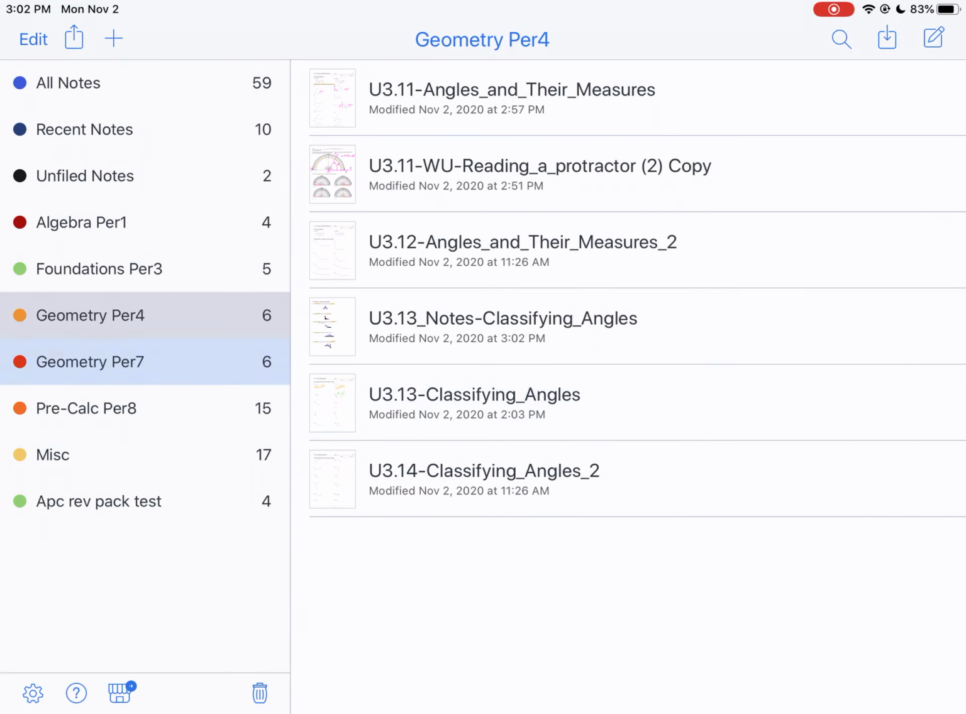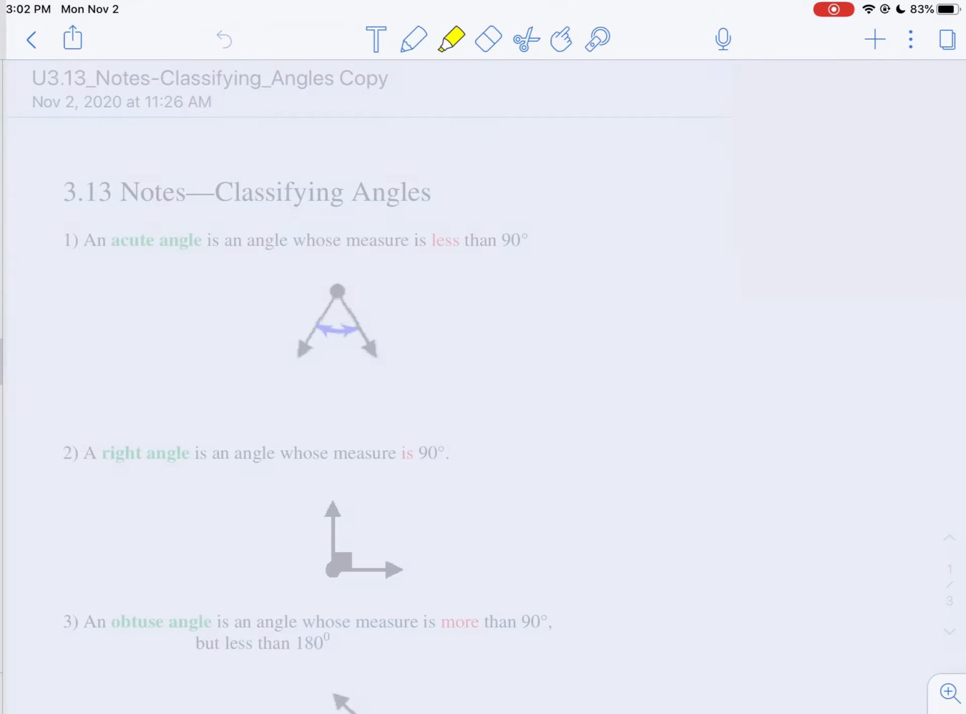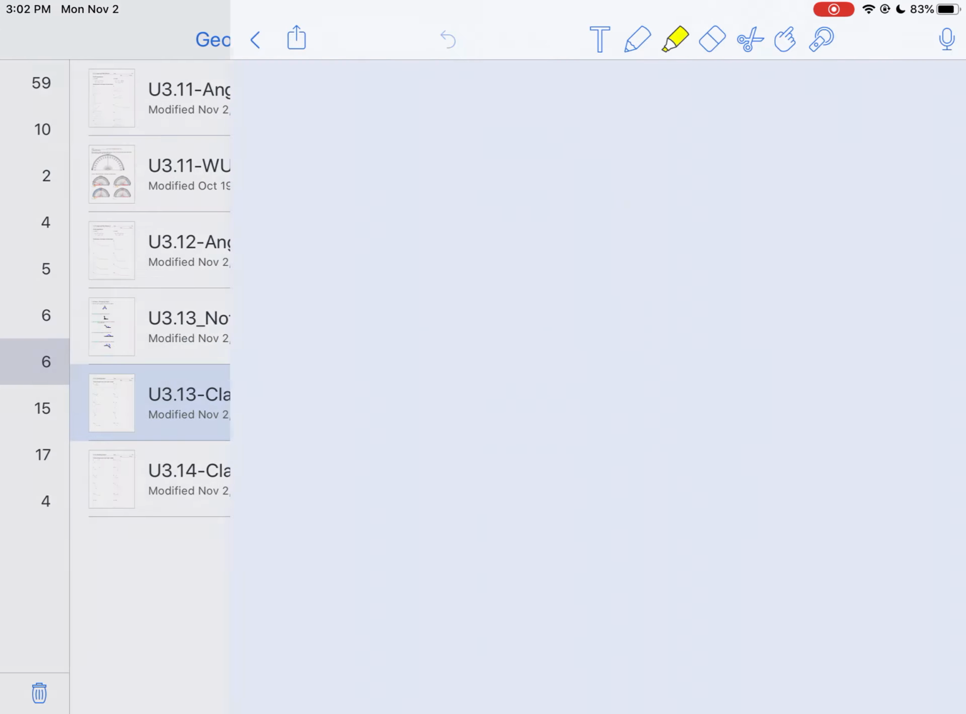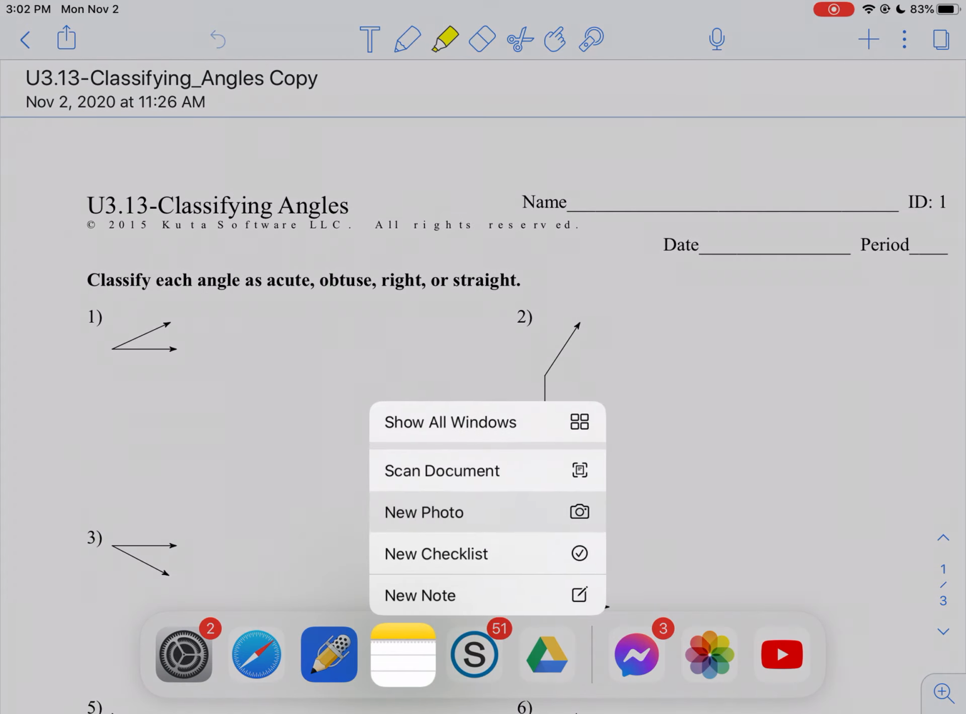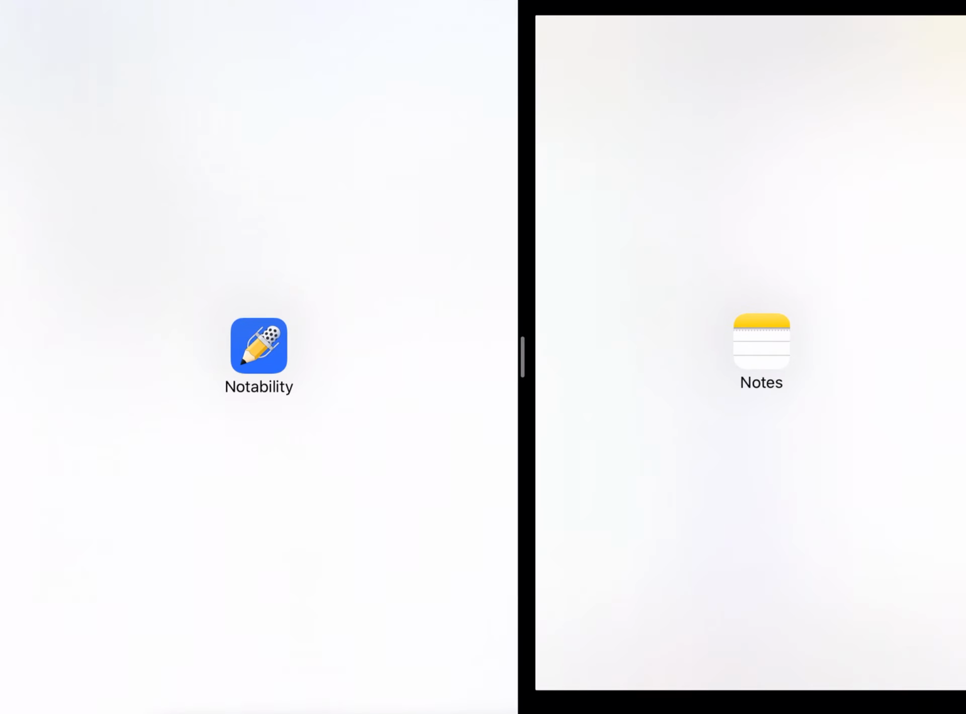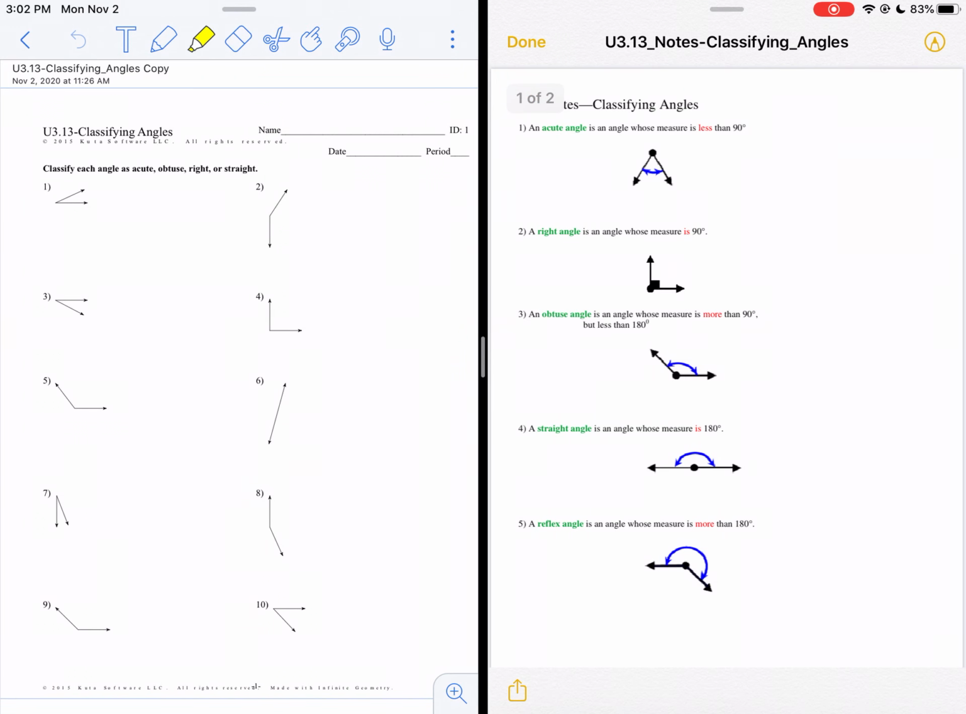Okay, so what I like to do is I would go to the Schoology, and I would download this onto Notability. And if this is new to me, I would download the notes and put it in Notes instead of Notability. When I put it in Notes, I'm able to do a split screen, and I'm able to look at my notes and use my notes as I'm doing this, if this is something new for me.